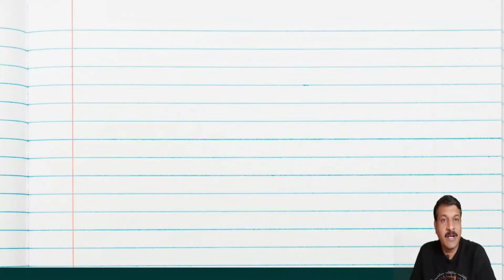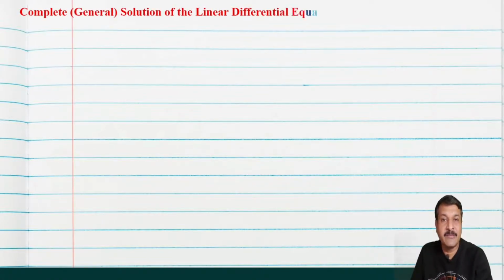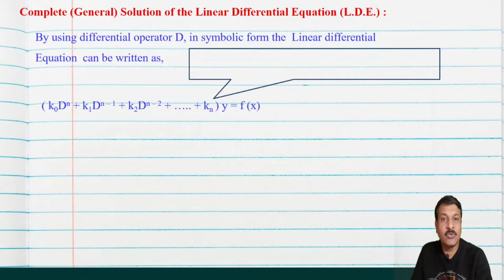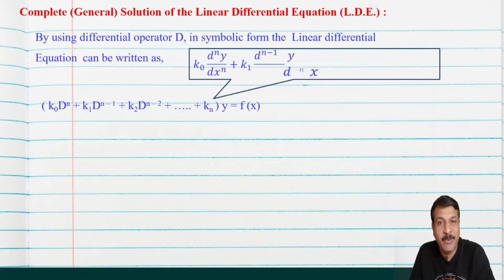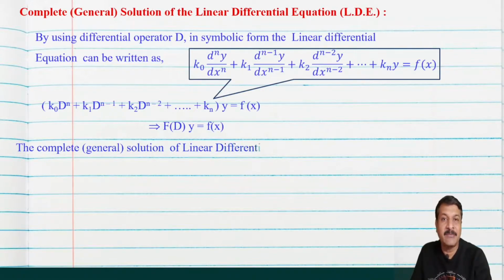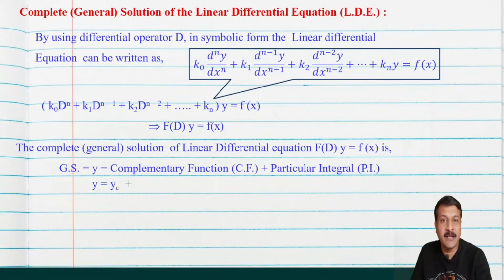So welcome students to a new topic, that is the linear differential equation, where the particular integral is found by the general method. As we know, the linear differential equation we can write in symbolic form as f of D operating on y equal to f of x. And the solution of that differential equation has two parts, CF and PI, means y equal to CF plus PI. What is CF? Complementary function, and PI is the particular integral.